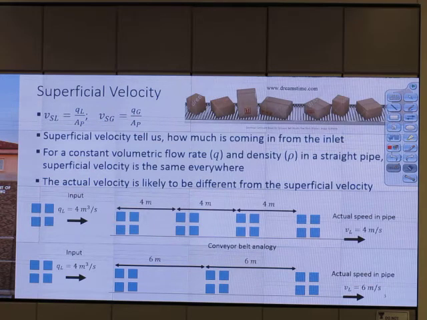For a constant volumetric flow rate Q and density rho in a straight pipe, superficial velocity is the same everywhere. True, right? So if Q is constant, Q can be constant if there is no phase change and no density change, then the volumetric flow rate is the same everywhere. Assume that there is no compression of the phase. Pipe area is the same, so superficial velocity is the same everywhere. The actual velocity is likely to be different from the superficial velocity. Now, I would like you to look at this picture. Okay?